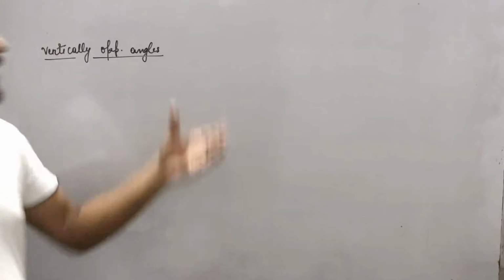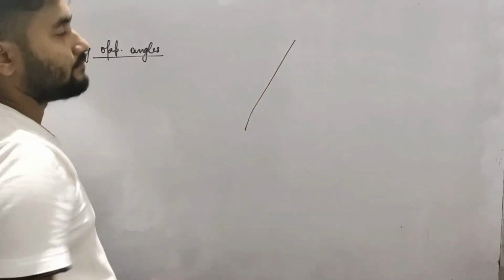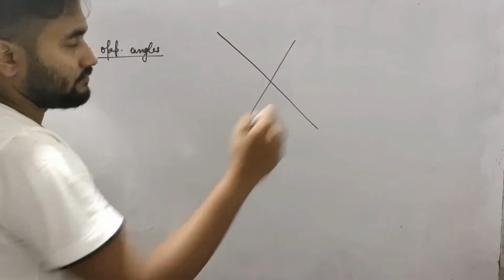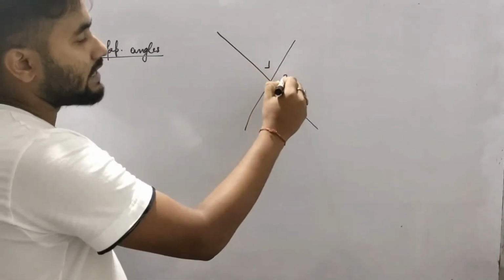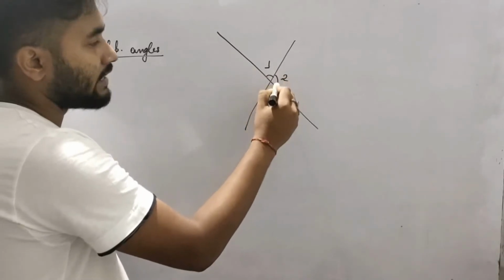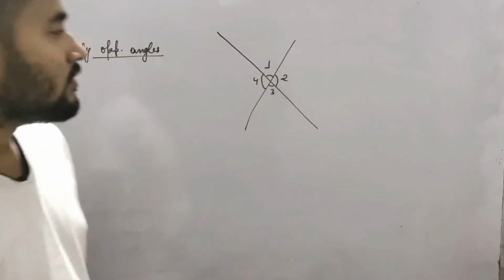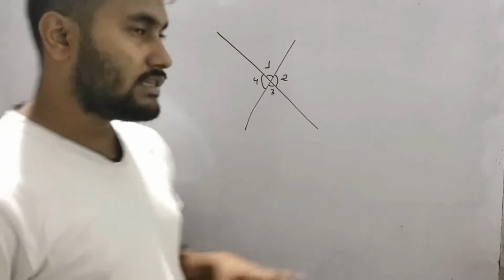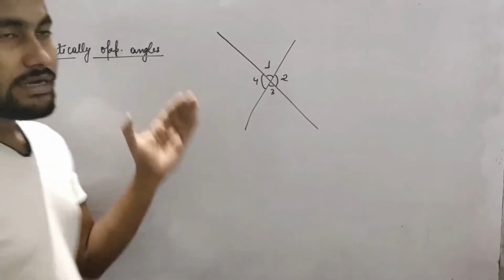So for these vertically opposite angles to form, two straight lines have to intersect each other. Say this is one straight line and this is another straight line. When two straight lines intersect each other, how many angles are formed? This is angle number 1, this is angle number 2, this is angle number 3, and this is angle number 4. So when two straight lines intersect each other, they form 4 angles. Then the case of vertically opposite angles starts.